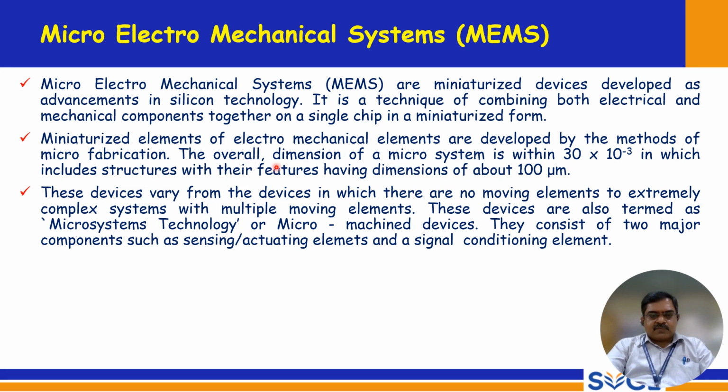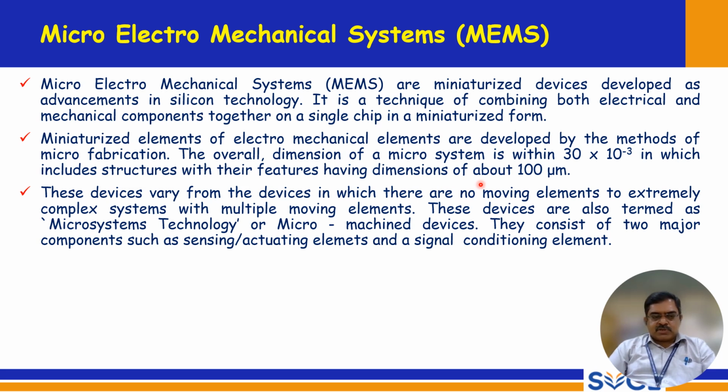The overall dimension of a microsystem is within 30 by 10 to the minus 3, in which it includes structures with features having dimensions of about 100 micrometers. So in terms of micrometers, we can see here. These devices vary from devices in which there are no moving elements to extremely complex systems with multiple moving elements. These devices are also termed as microsystems technology or micro machine devices.